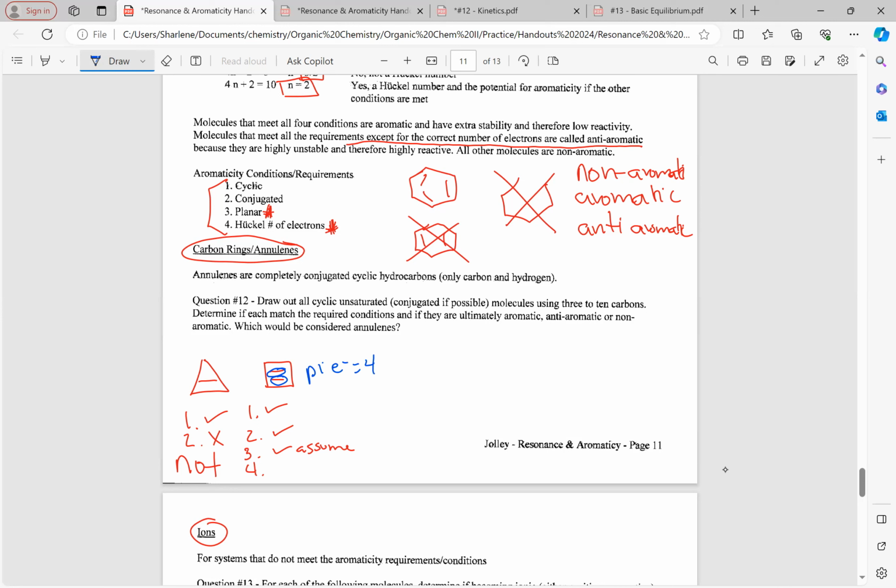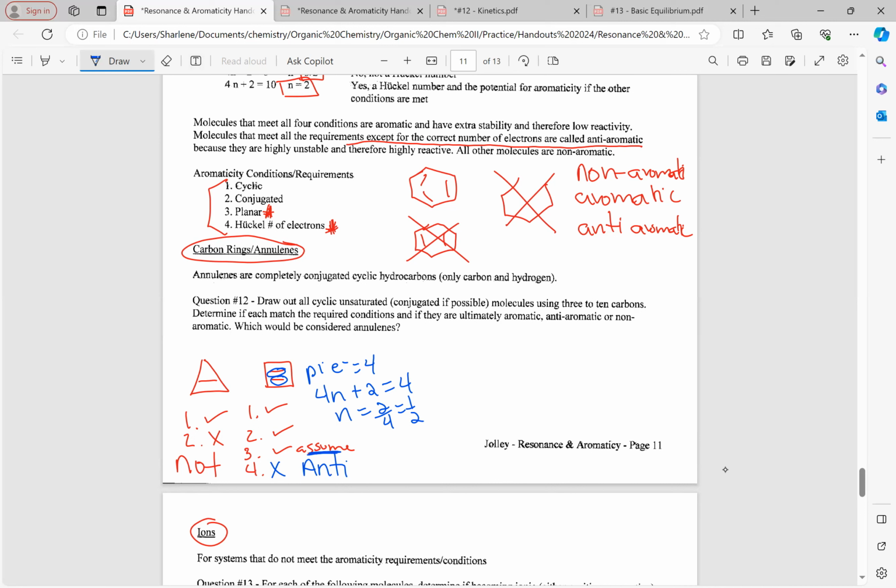So let's check our numbers. 4n plus 2 is equal to 4. So n is equal to 2 over 4, or 1/2. And guess what? The answer is no. But it matched all the conditions except that one, so we would call this anti-aromatic. Now, don't forget that we did assume planarity, but that's a variable that we're going to consider by itself.